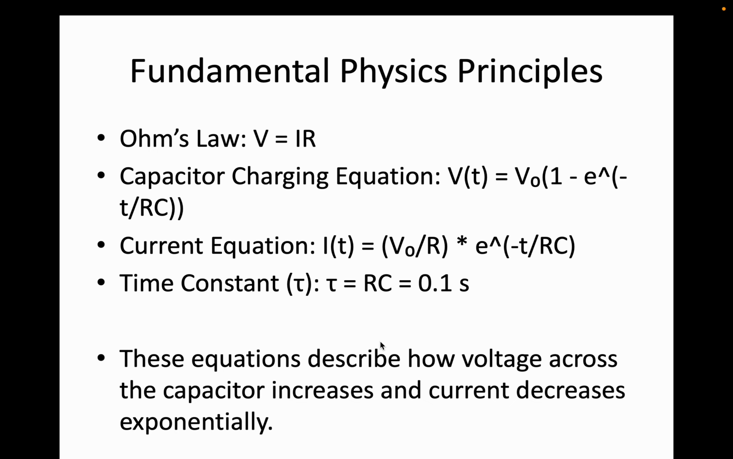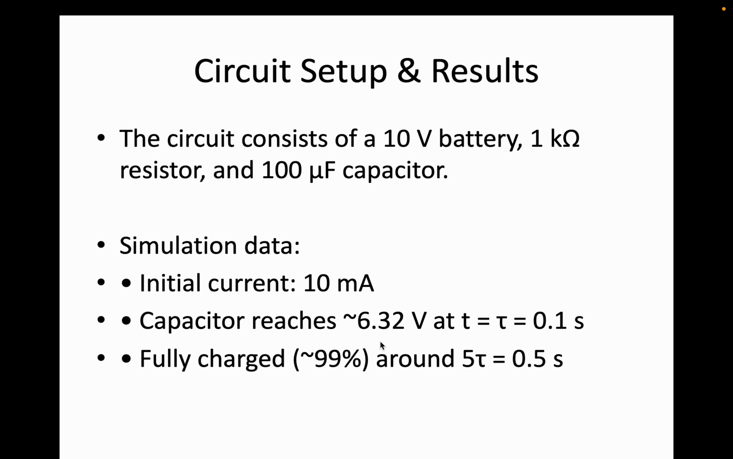In my circuit, the resistor was 1,000 ohms, the capacitor was 100 microfarads, and the time constant came out to 0.1 seconds. So, the circuit I built had a battery, a resistor, a capacitor, and a switch. When I closed the switch, current flowed and the capacitor started charging.